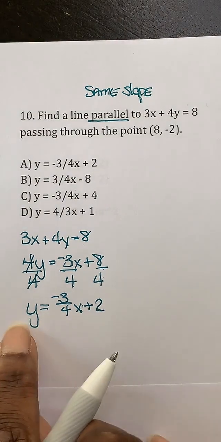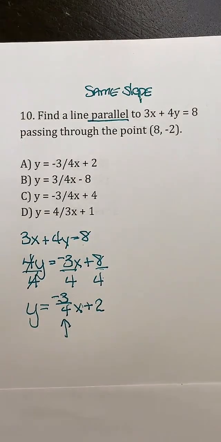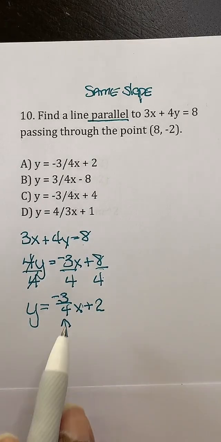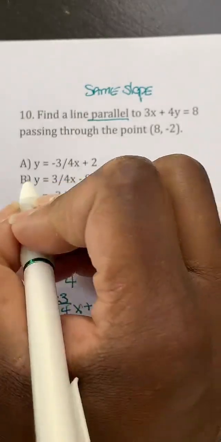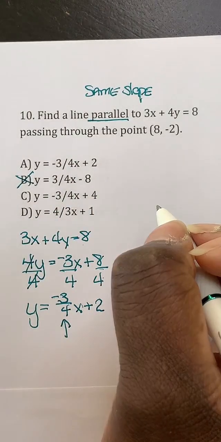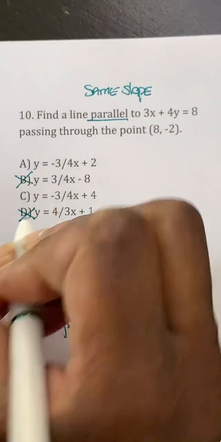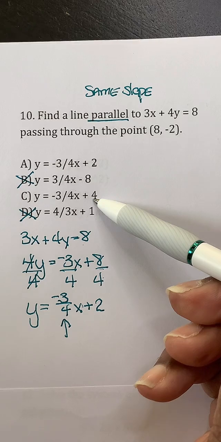All I want from this equation is my slope, because we're looking for another line that uses the same slope. Right away, I have a -3/4. So that means B is gone, and D is gone. So it's either going to be A or C.